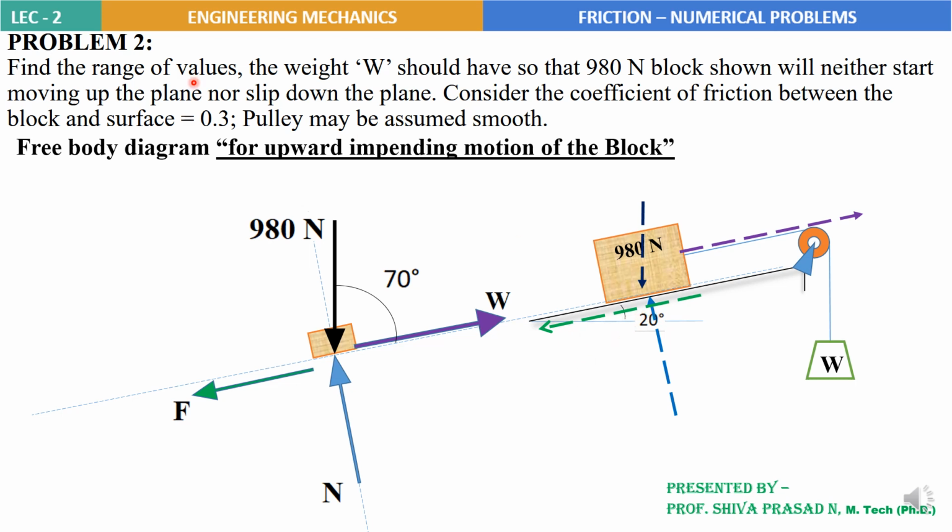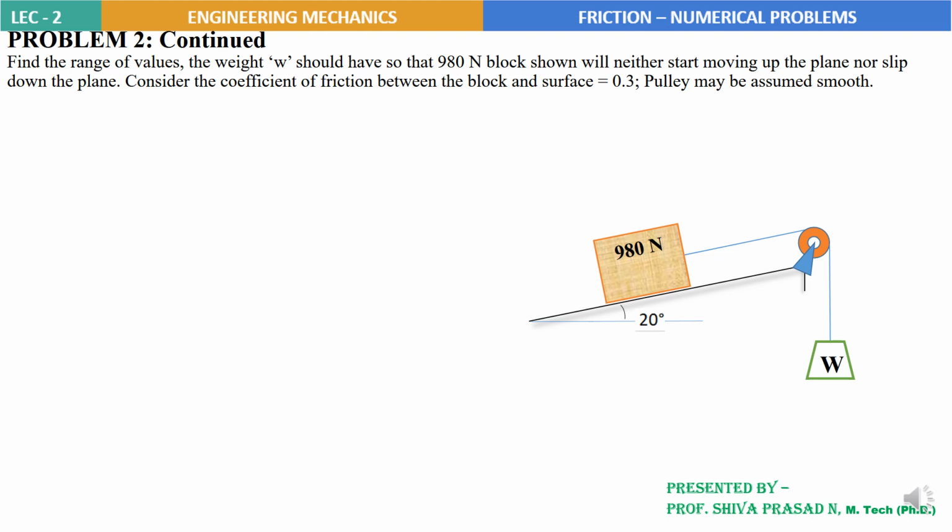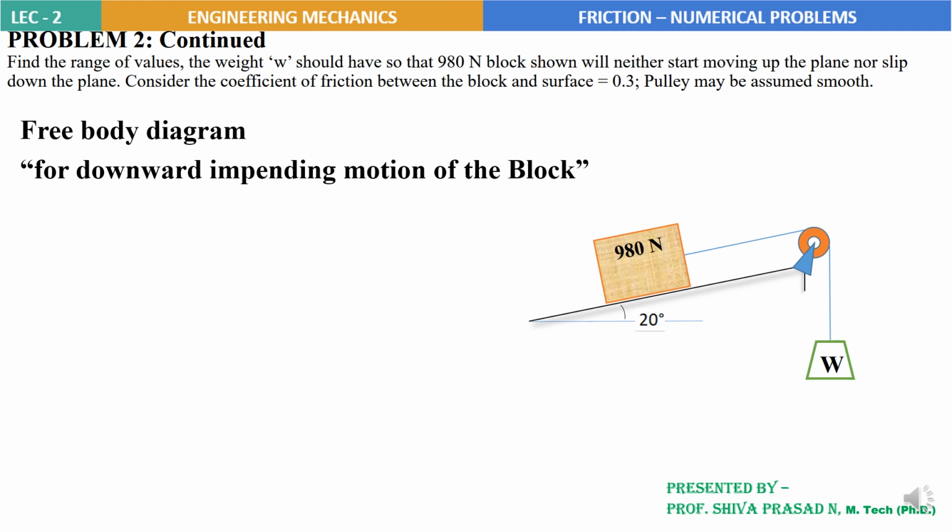Now let's look into the free body diagram for the next case, that is, it will slip down the plane, the second case. Look into the free body diagram for the second case. Free body diagram for downward impending motion of the block. Downward impending means sliding down, nor slip down the plane. For that case, this is the thing.